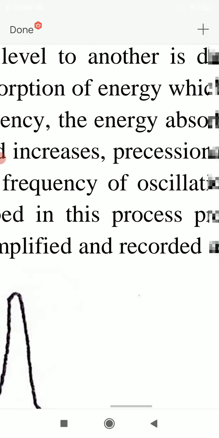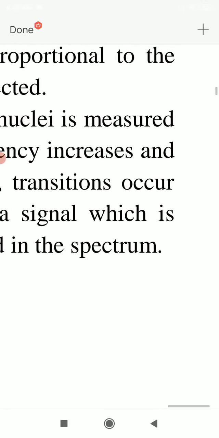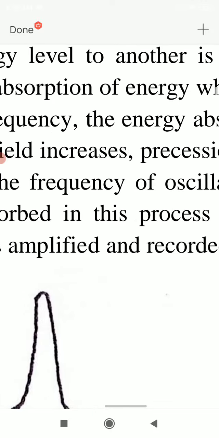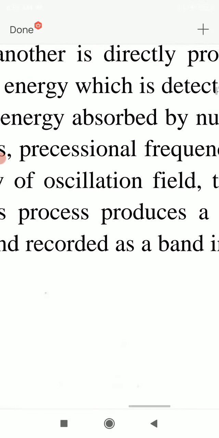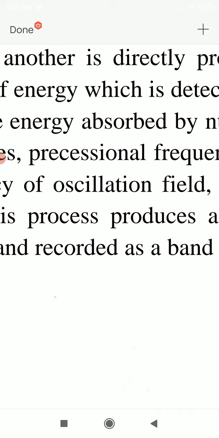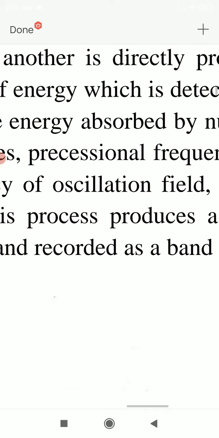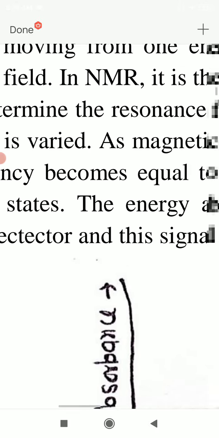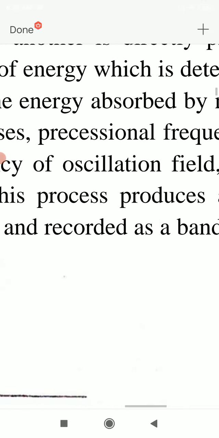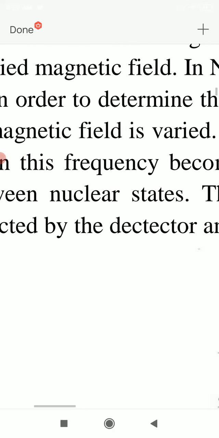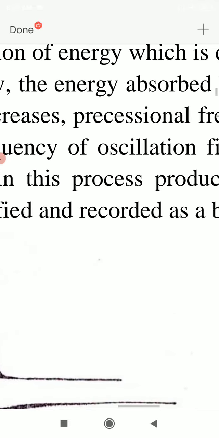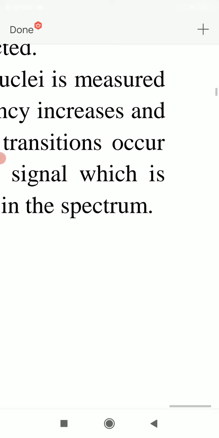As magnetic field increases, precessional frequency increases, and when this frequency becomes equal to the frequency of oscillation field, that is applied field, transitions occur between nuclear states. The energy absorbed in this process produces a signal which is detected by the detector, and this signal is amplified and recorded as a band in the spectrum.